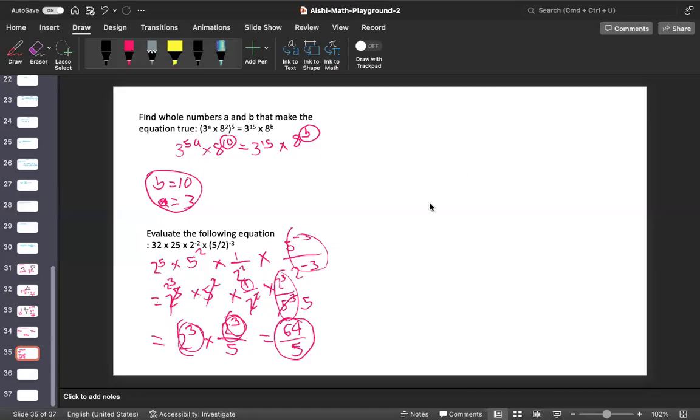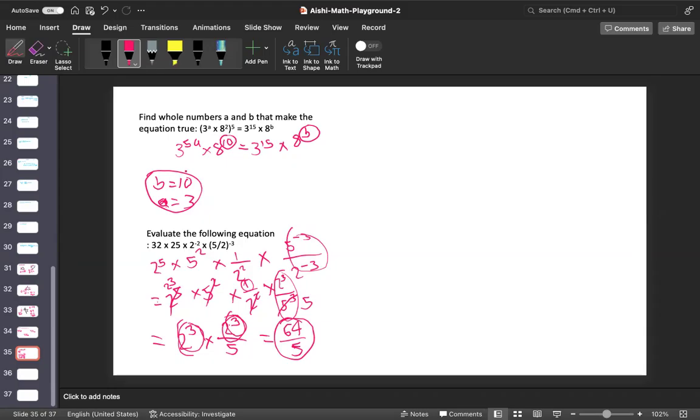Okay, next two questions. Find whole numbers a and b that make the equation true. 3 to the power of a times a to the power of 2, all of that in a parenthesis to the power of 5 is equal to 3 to the power of 15 times a to the power of b. So we end up with 3 to the power of 5a times a to the power of 10 is equal to 3 to the power of 15 times a to the power of b, which immediately gives us that b must be equal to 10.